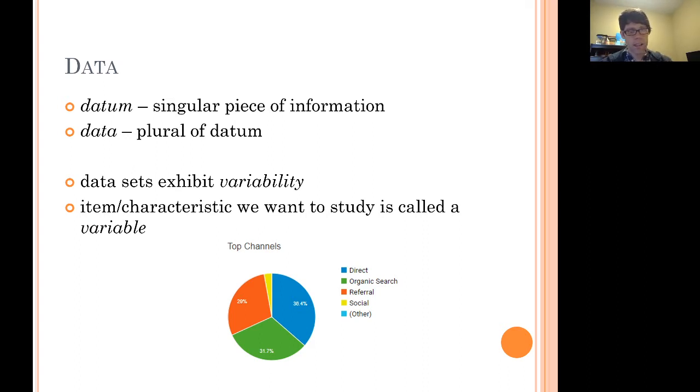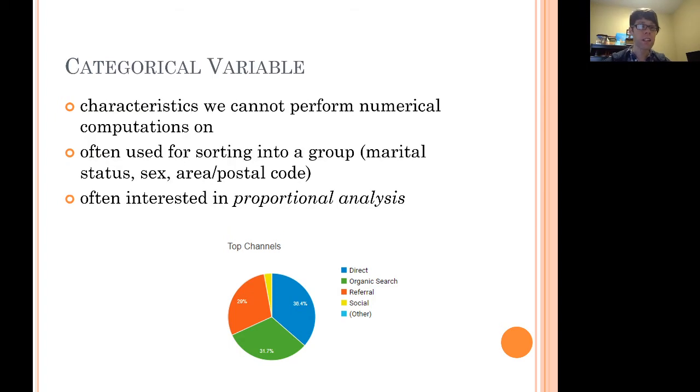Because data sets exhibit this variability, the things that we're going to be talking about in statistics are called variables. So let's discuss the main kinds of variables that we'd like to talk about in our course. The first one is called a categorical variable.